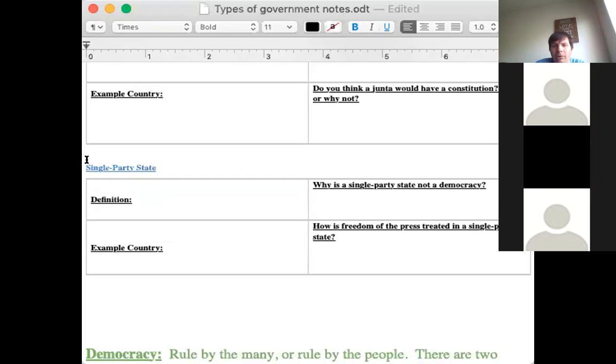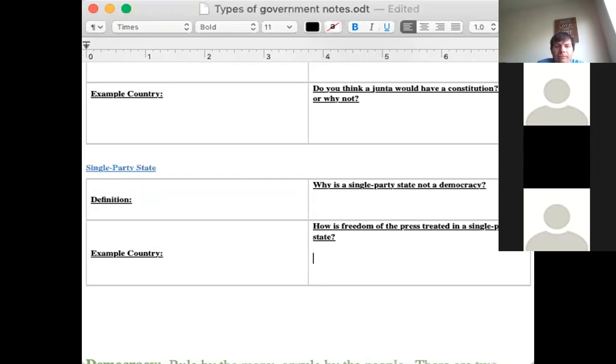Yeah. So your answer would be something along the lines of, I'll show you on my screen. Like other ideas are not tolerated in a single party state? Yeah, in general. Or you could say there really is no true freedom of the press. Or I would even say news media is usually controlled by the government. Well, like 100% biased. For the most part, yeah.